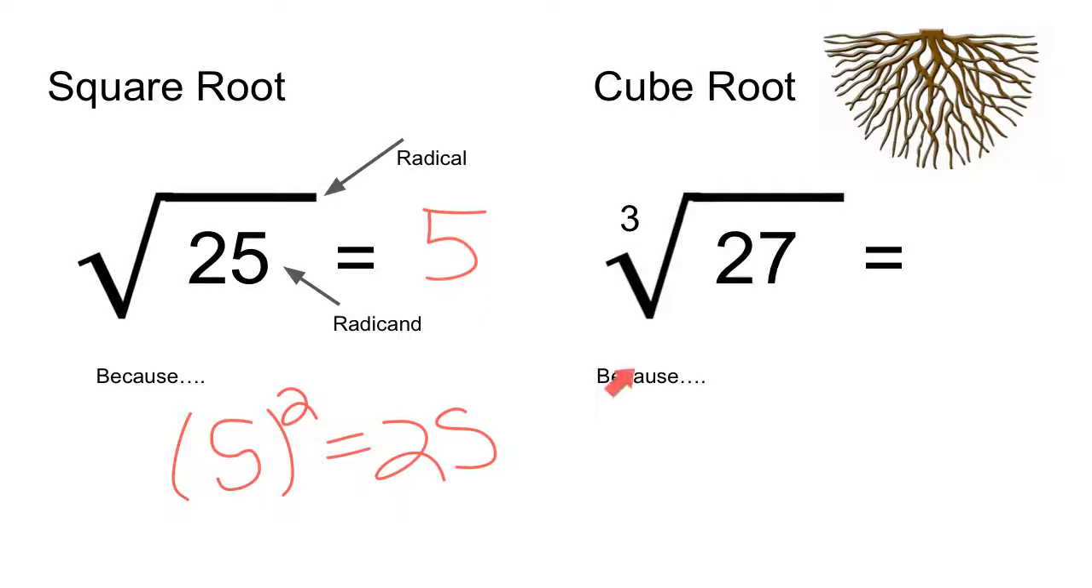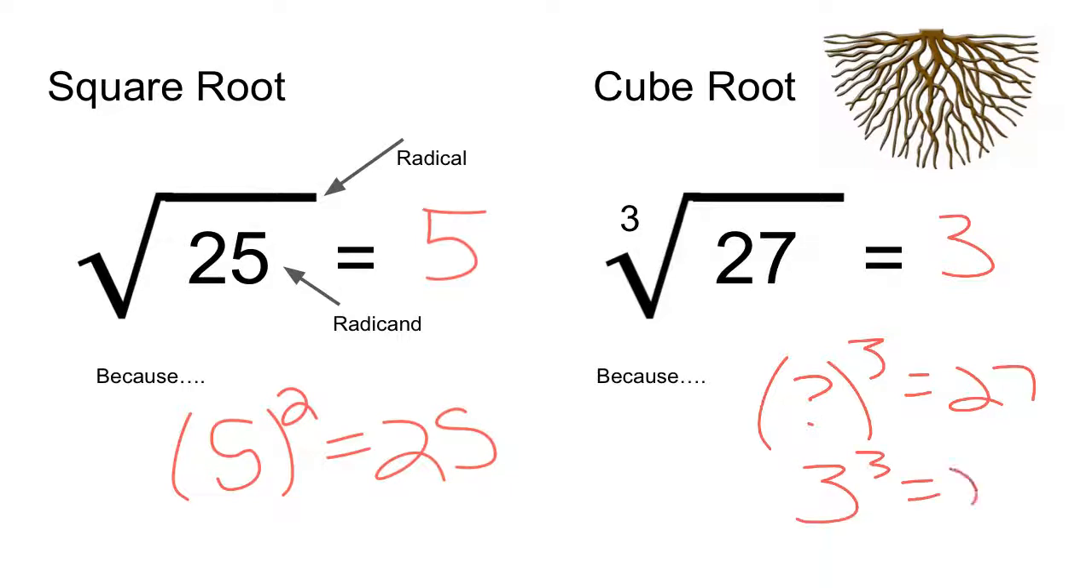Let's look at the next example. This is called the cube root. The cube root is where you ask yourself, what to the third power would equal 27? Of course, the answer would be 3, because 3 to the third is 27.